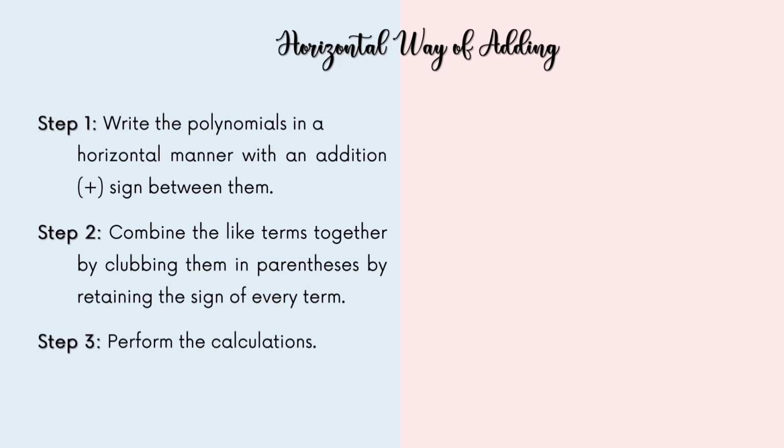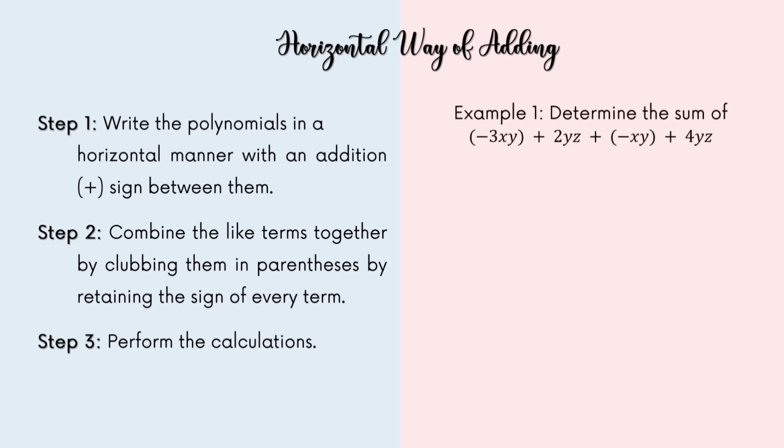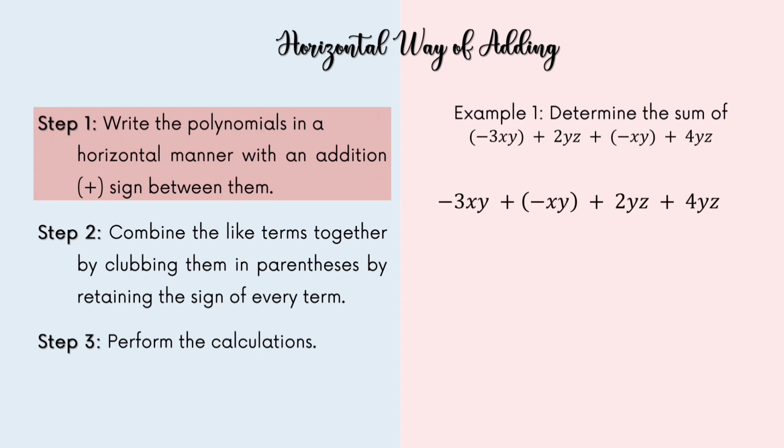Following the horizontal way of adding, we are going to solve our example number 1. Determine the sum of negative 3xy plus 2yz plus negative xy plus 4yz. Following this step, we are first going to write the polynomials in a horizontal manner with an addition sign between them. So we will have negative 3xy plus negative xy plus 2yz plus 4yz.